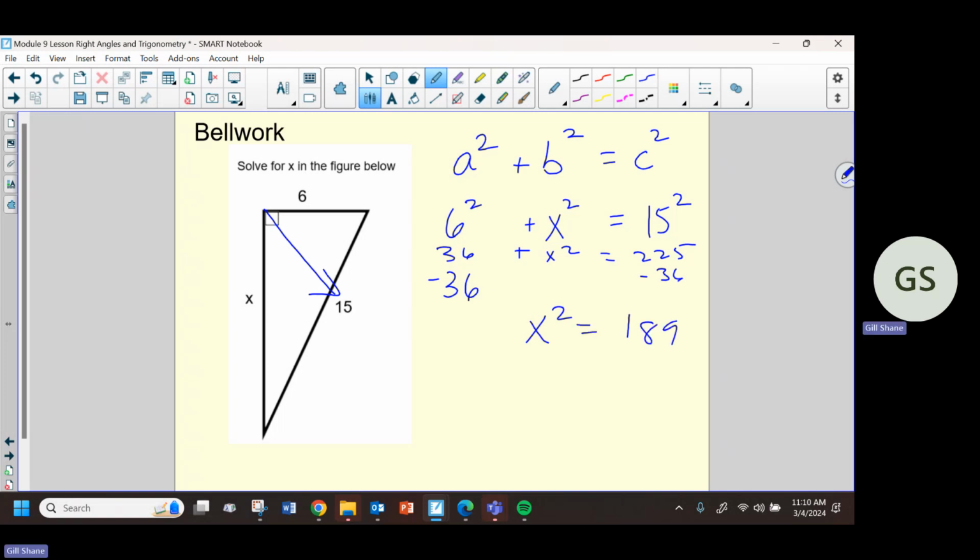So I get to that. Looking at this picture, is there any way 189 is something? First of all, you should know x has to be what? It's got to be less than 15, because 15 is the longest side, right? So it's got to be less than that.